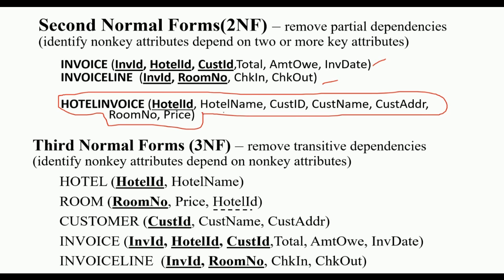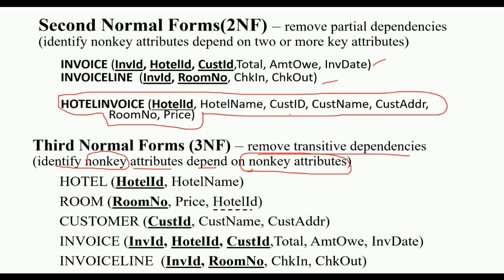Okay, the attributes, hotel name, and from here actually we can see there's a transitive dependency. Transitive dependency is the process for the third normal form. We need to remove the transitive dependency so that we get the normalized relation in third normal form. What is this transitive dependency? It is to identify the non-key attribute that depends on a non-key attribute.